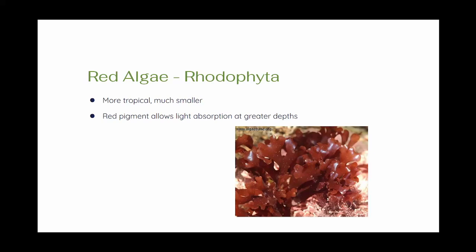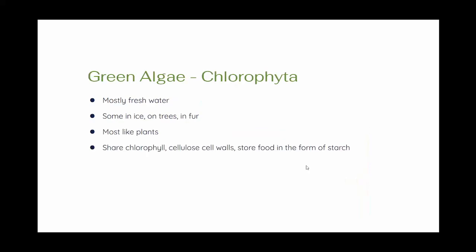Now, red algae. Rhodophyta. Red algae thrive in tropical waters, and they can absorb light at greater depths thanks to their red pigments. They're much smaller than brown algae, however, but they are still a quite crucial part of the ecosystem, particularly in coral reefs, as a lot of fish like this and live in it.